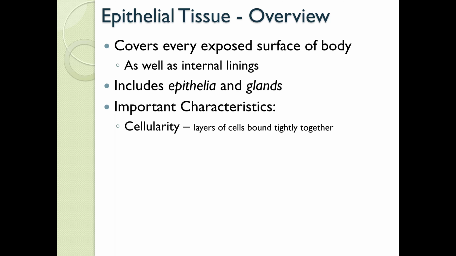Some important characteristics to know about epithelial tissue. We say the epithelial tissue has a characteristic of cellularity, meaning that it is made of 1 or more layers of cells that are bound very tightly together. We are going to look at the specific mechanisms by which they are bound one to another in another section. They also have the characteristic of polarity, and polarity means that you have structural and functional differences within the same cell, and we're going to look at that in more detail on the next slide.